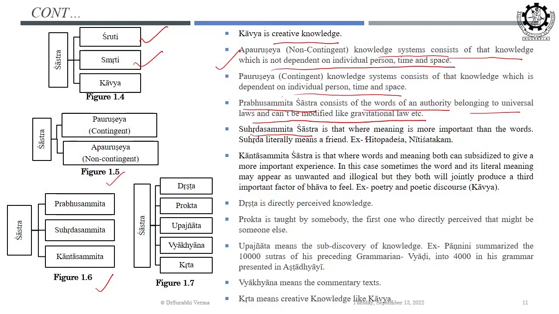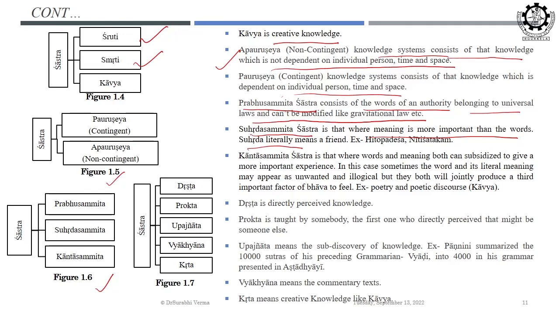Suhrad Samhita is the second one. Suhrad Samhita Shastra is that where meaning is more important than the words. Suhrad literally means friend. Suhrida: Hrida means heart, Su means very good. So, that person who looks very good to your heart, that is your friend. That is Suhrad Samhita, and you have already experienced this kind of thing, like when your friend gives you advice, many times that is in a sarcastic way. Comment मार रहे हो, ऐसा कहना चाहते हो.